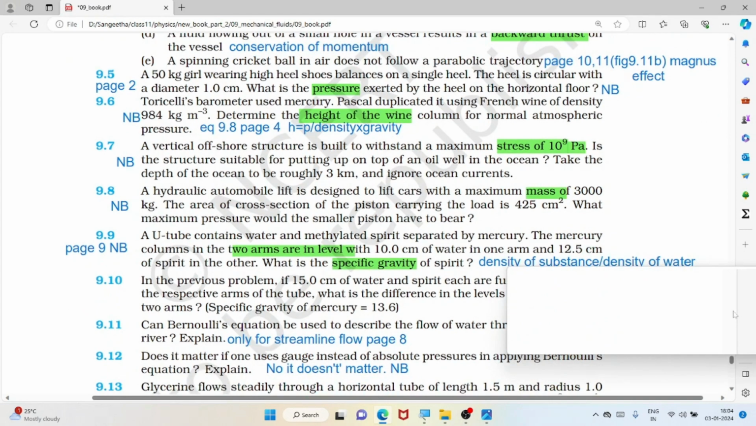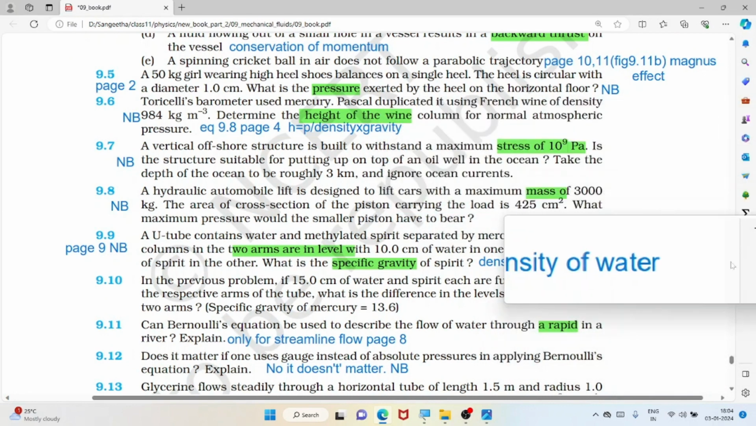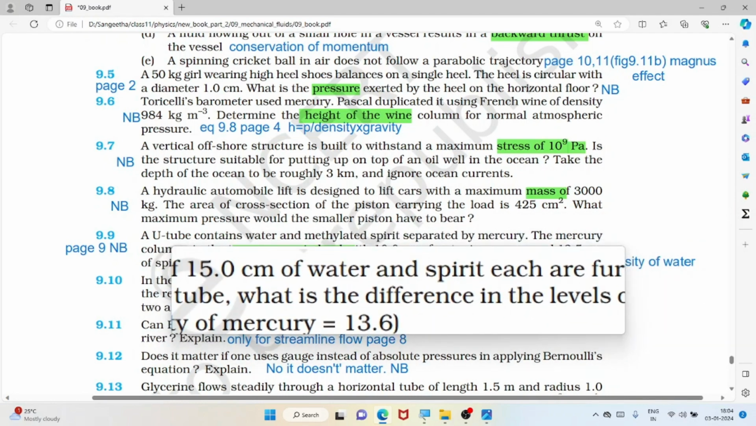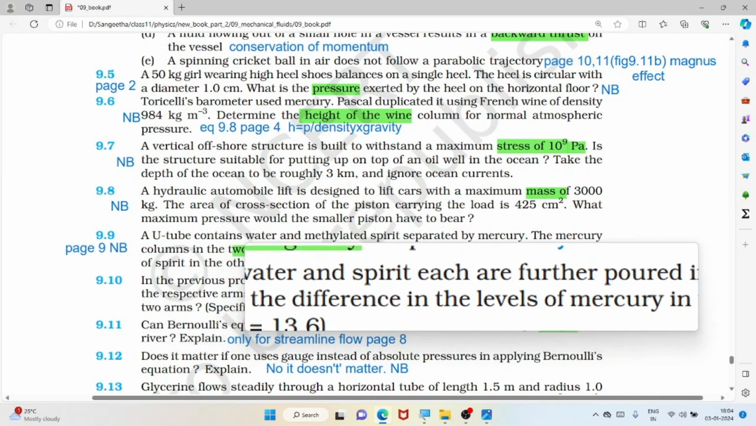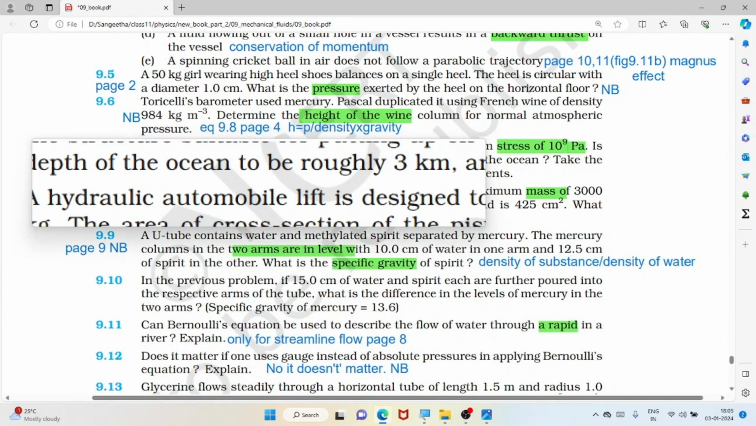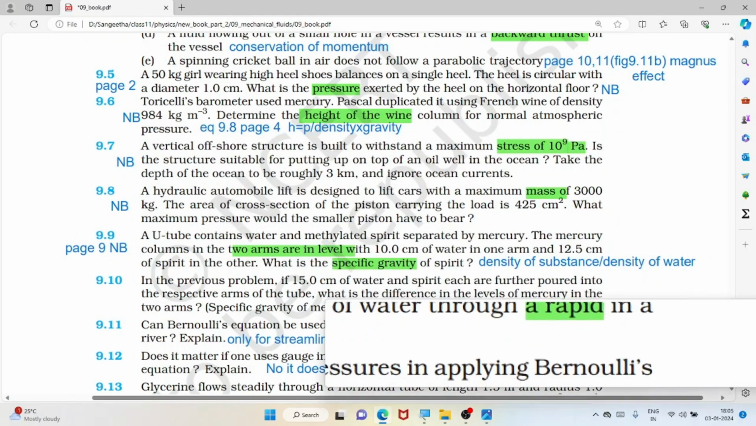A vertical offshore structure is built to withstand a stress of 10 power 9 Pascal. Is this structure suitable for putting up on top of an oil well in the ocean? Take the depth of the ocean as around 3 kilometer. Ignore the ocean currents.